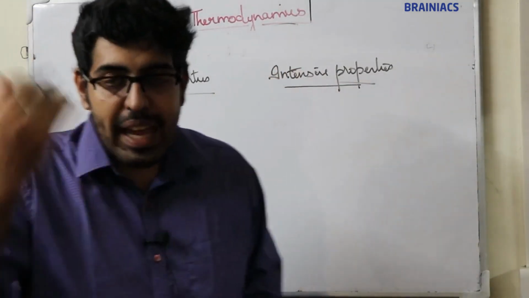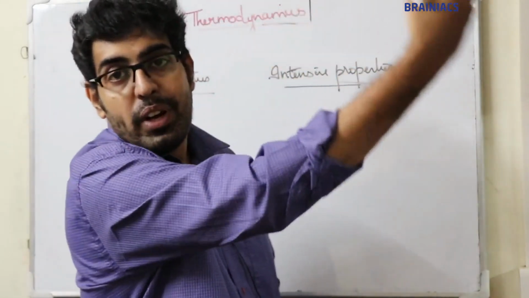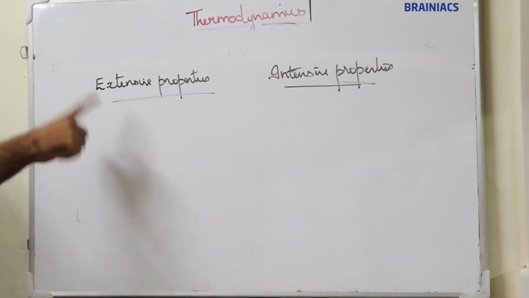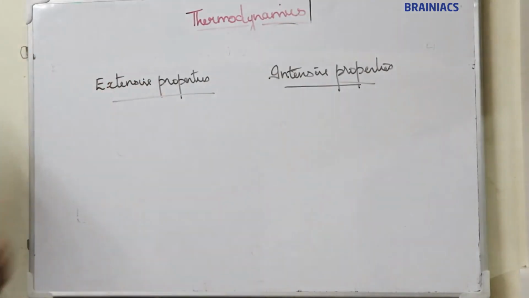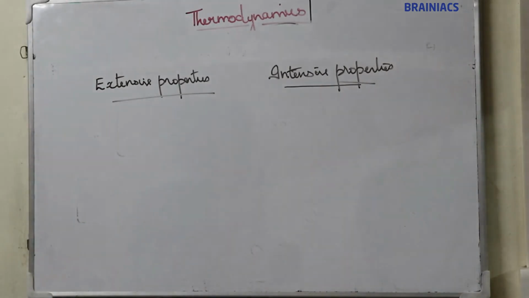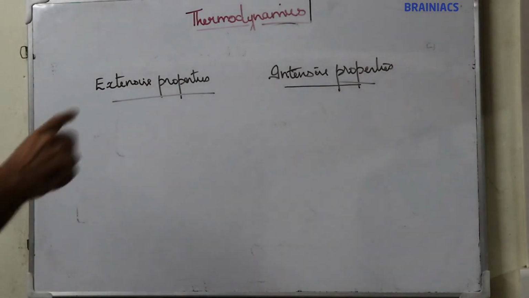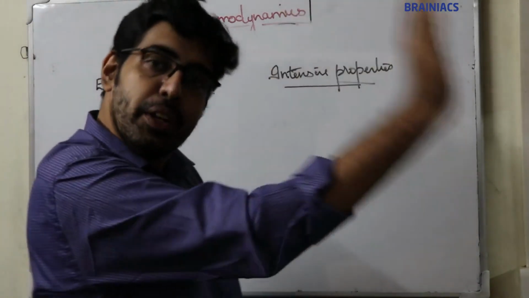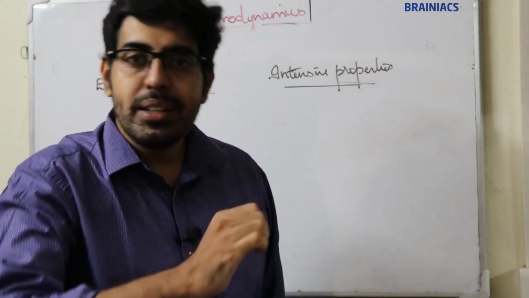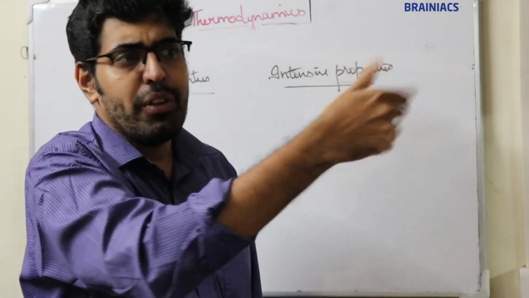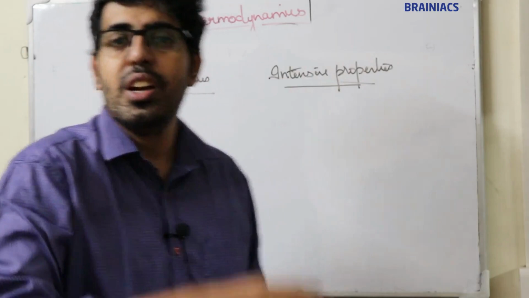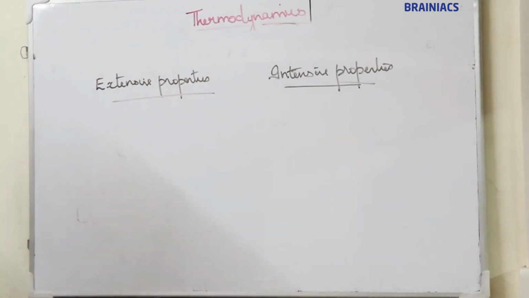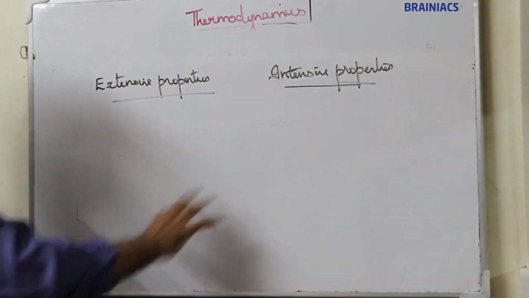We already discussed extensive property and intensive property in our introductory topic. What are extensive properties? Properties which depend on the amount of substance are extensive. And what are intensive properties? Properties which are independent of the amount of substance are known as intensive properties. But after that we have seen so many thermodynamic functions, so again I am going to discuss all the examples in extensive and intensive.